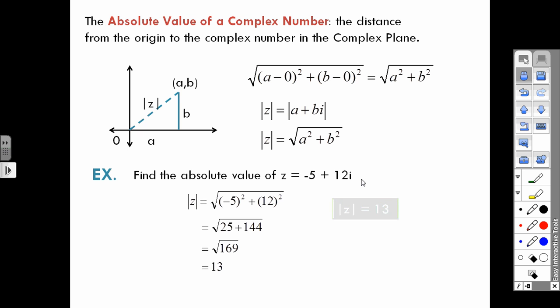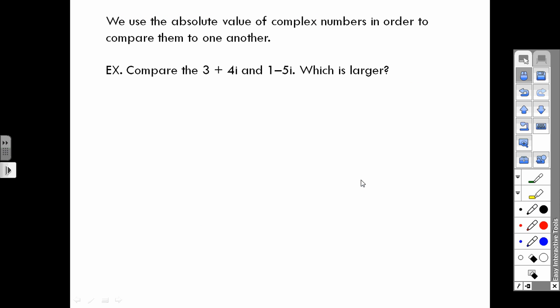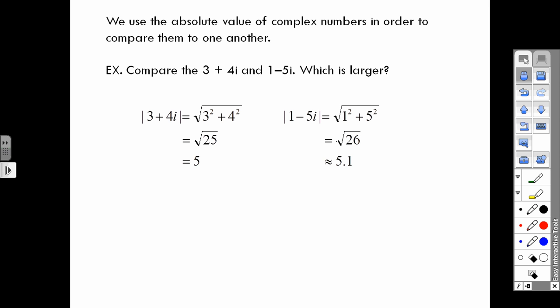So why is this useful? Well, we use the absolute value of a complex number in order to compare them to one another. So which one's bigger? When it's in this form, you can't really tell. So you go through and you figure out what the absolute value is of each of them. So the first one is going to be 5. The second one is 5.1 or something thereabouts. But really, if you just look at the square root of 25 and the square root of 26, we can see which one is bigger. We didn't even need a calculator to figure that out. So that means that 1 minus 5i is larger than the 3 plus 4i.